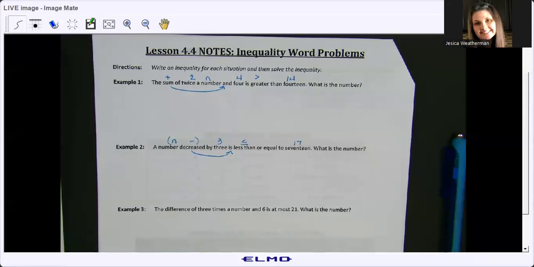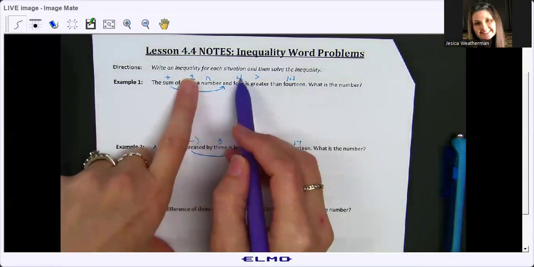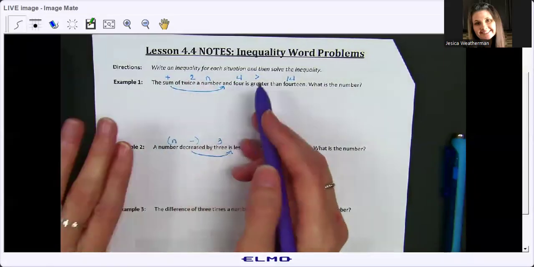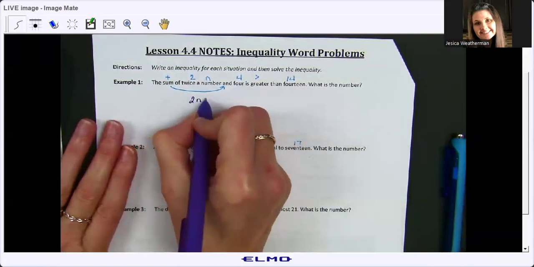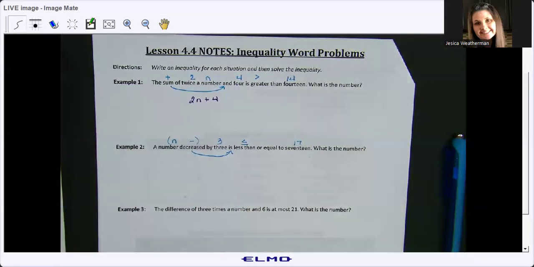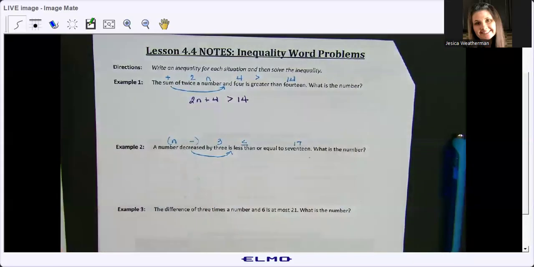Okay, so I've annotated my problems, and now I am going to set them up. Notice I've moved my sum in between 2n and 4 because it's the sum of these 2 numbers. Okay, so it's 2n plus 4 and then greater than. There's no at least or at most or minimum, so it makes it a little bit easier. Greater than 14. Okay. And in this situation, it's asking you to solve for the number. So we're going to go ahead and solve this.